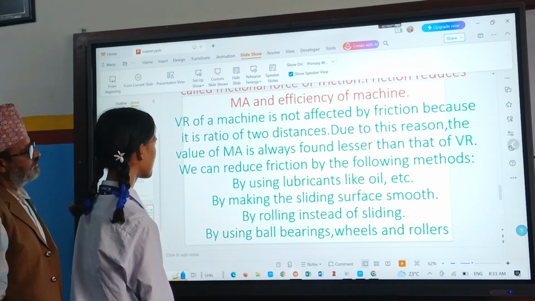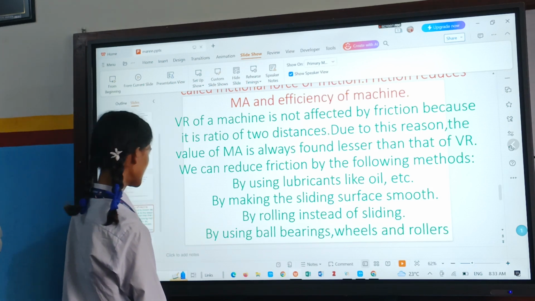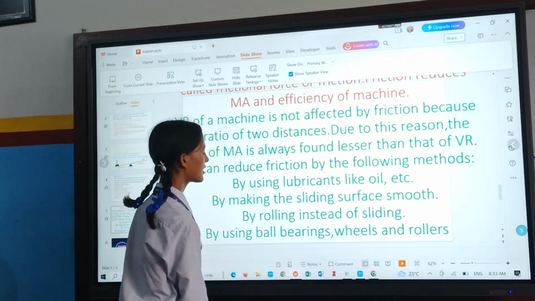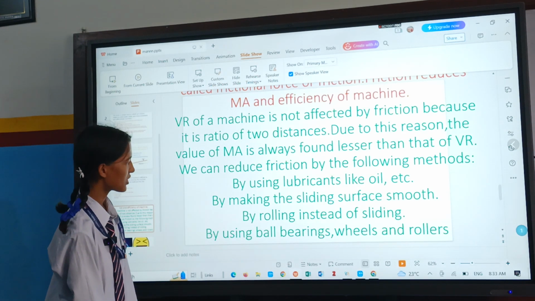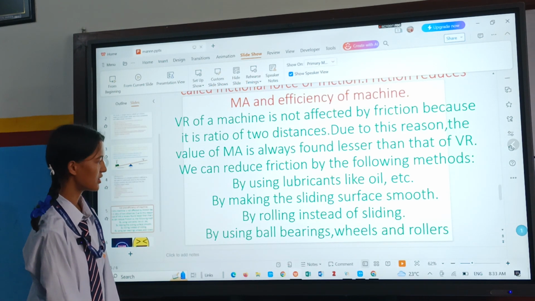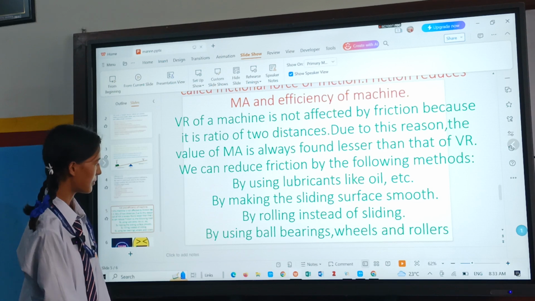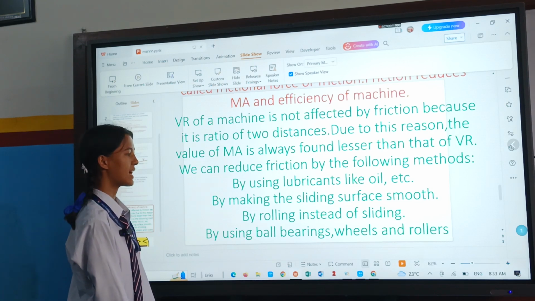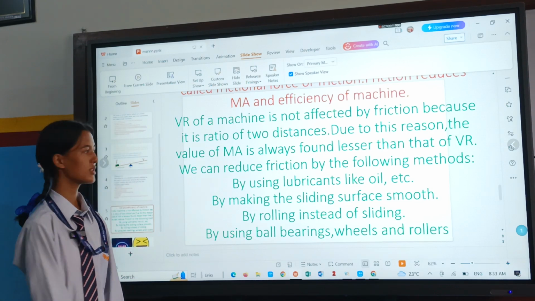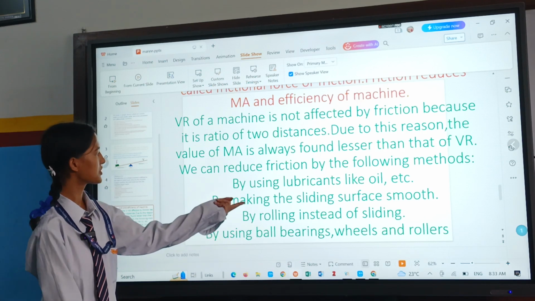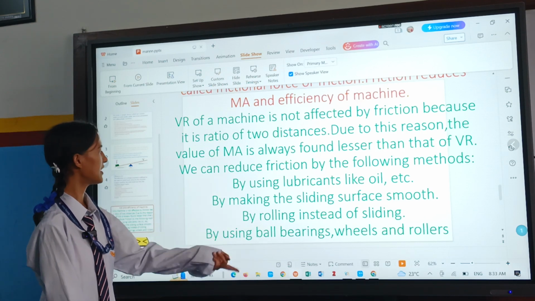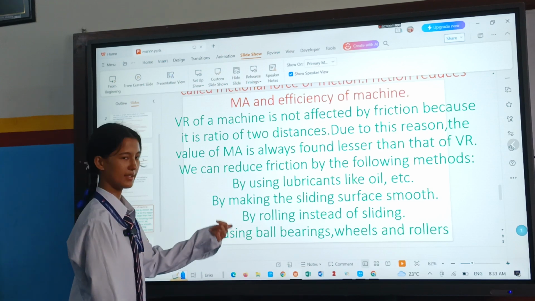We can reduce friction by the following methods: by using lubricants like oil, by making the sliding surface smooth, by rolling instead of sliding, and by using ball bearings, wheels and rollers. For reducing the friction in a machine, you can use these methods as I read.